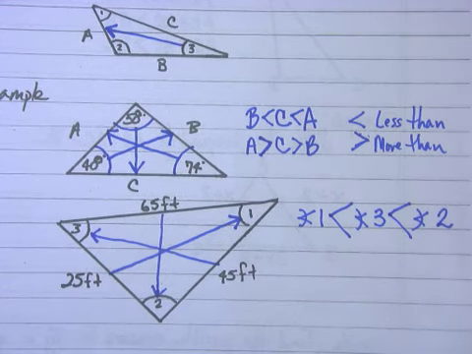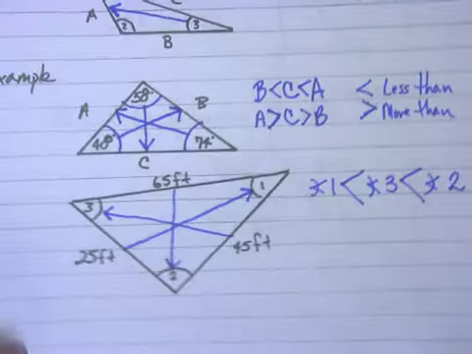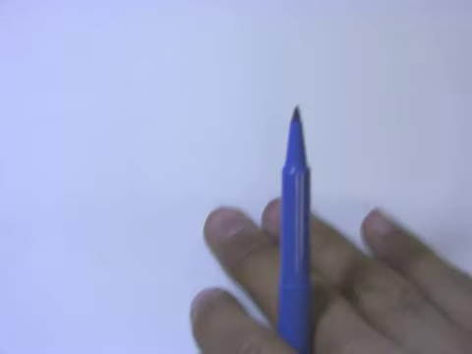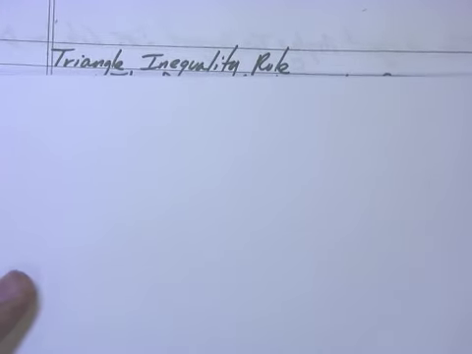And those are the rules of the largest angle equals the largest side rule, and the smallest angle equals the shortest side rule for triangles. Now, let's talk about the inequality rule.